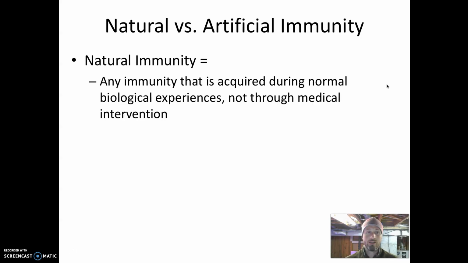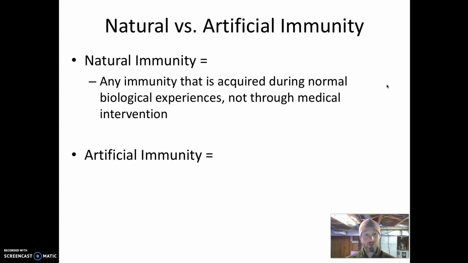So natural immunity is an immunity that's acquired during normal biological experiences, so not medicine. Natural immunity is what has been happening to humans and other animals ever since their immune system evolved. It's when you're exposed to a disease-causing pathogen and you mount an immune response to it. Natural immunity is when an organism gets sick and its immune system responds, right? Normal biological processes, things that have been occurring since prior to the invention of medicine.